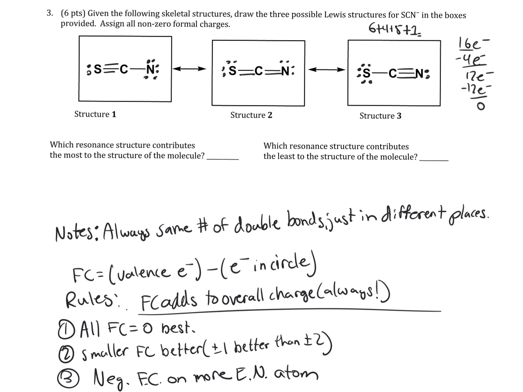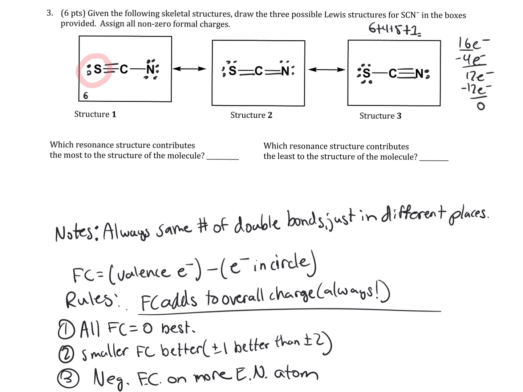Okay, now we have to do formal charges on each atom. Again, remember, it's the valence electrons minus the electrons in the circle. If we think about drawing that circle around each atom, that's how we assign an electron to each atom for the purpose of this procedure. So for sulfur here, it brought 6.